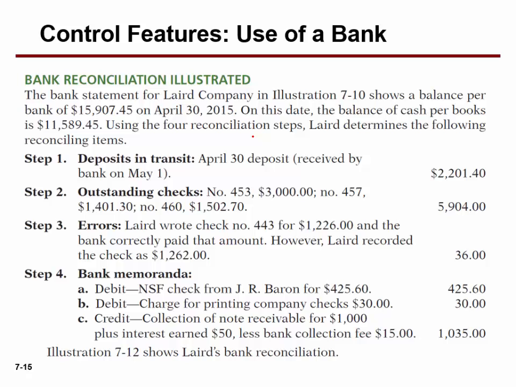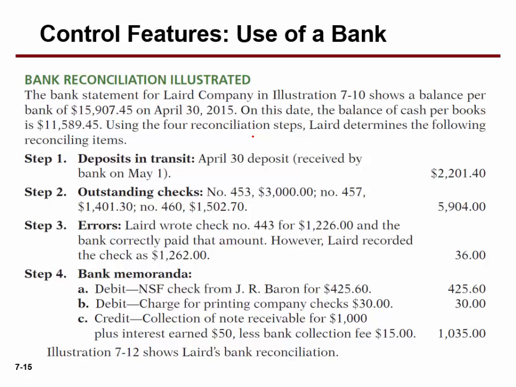589.45. Okay, and now we're going to start to adjust this for things that what? That the bank knows about that the company does not. This is the company's balance, and we're going to adjust it for things that the bank knows about that the company does not. Does the company know about the deposit in transit? So we ignore that. Does the company know about the outstanding checks? Yes, they do. They wrote the check, so we ignore that. Okay, good. How about the error?